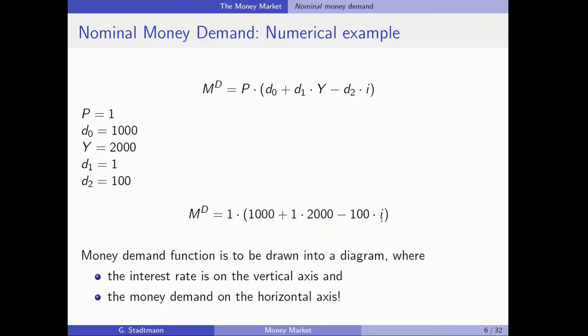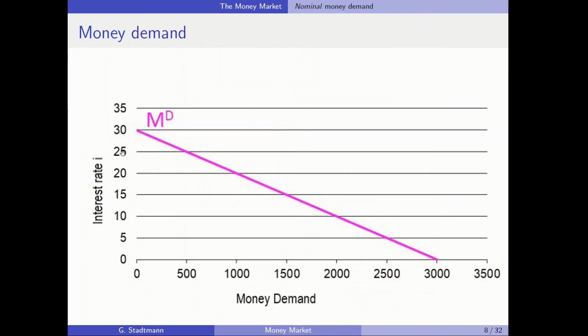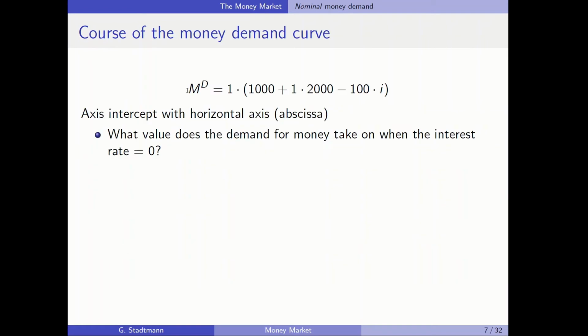We want to draw the money demand function in a diagram where the interest rate is on the vertical axis and money demand on the horizontal axis. Let's have a look. This is the diagram I'm talking about. This is once more the relationship for money demand in our numerical example.